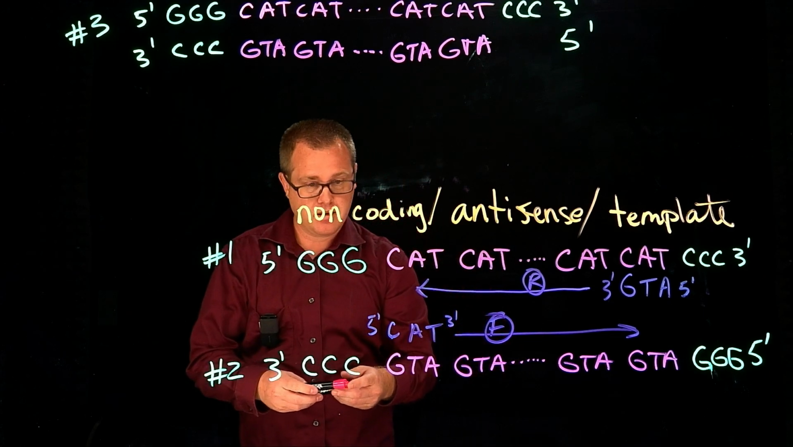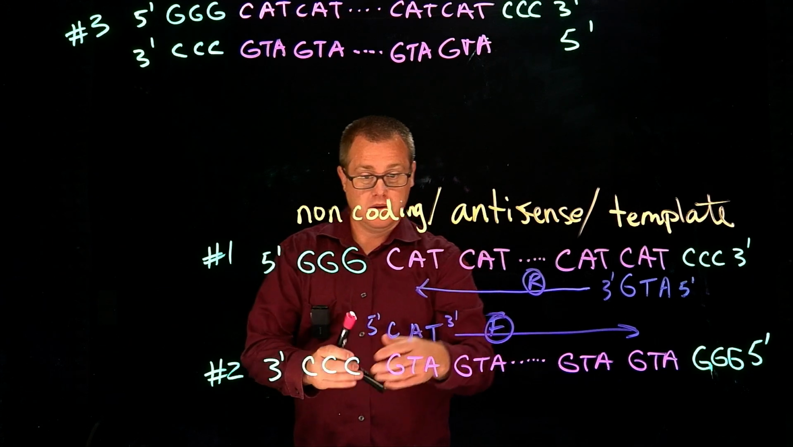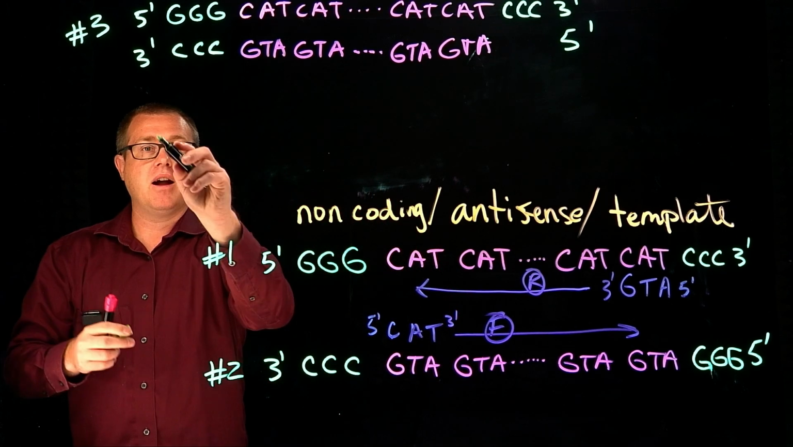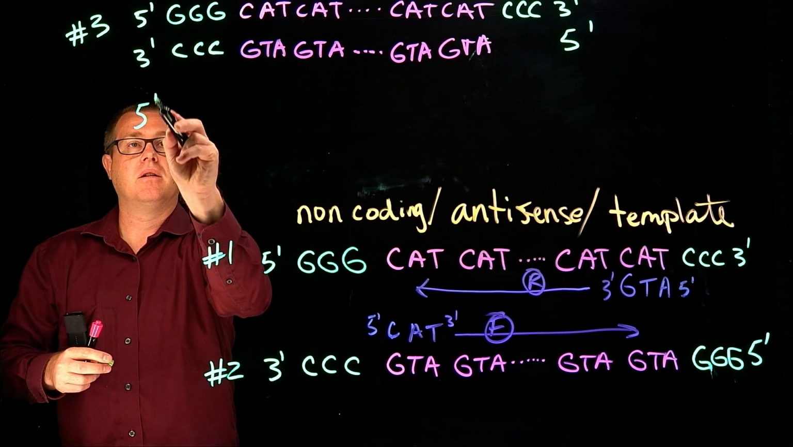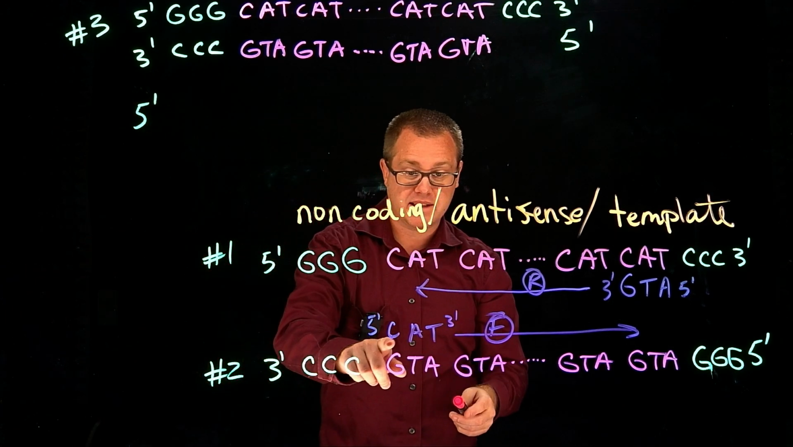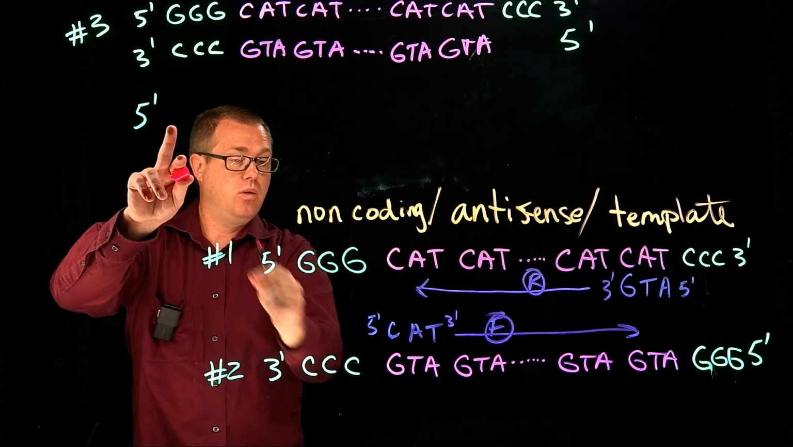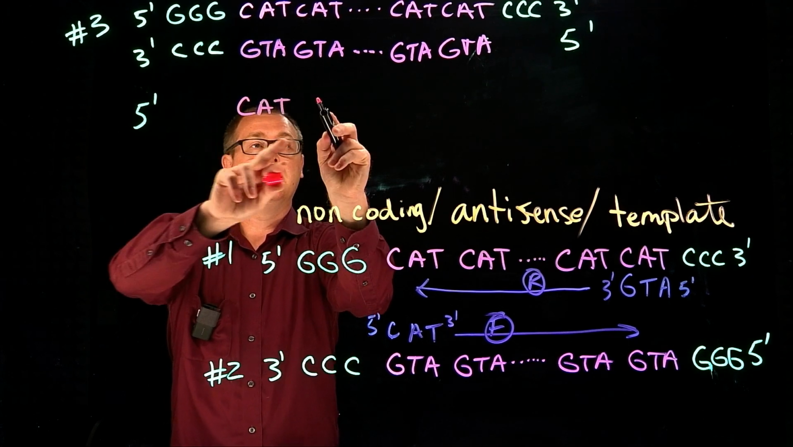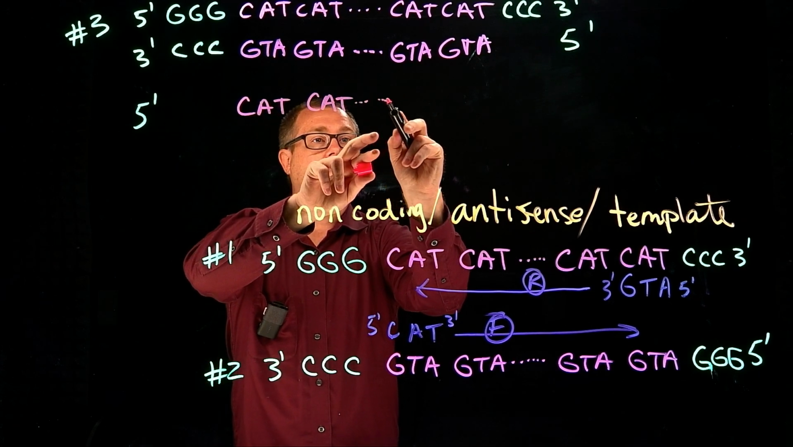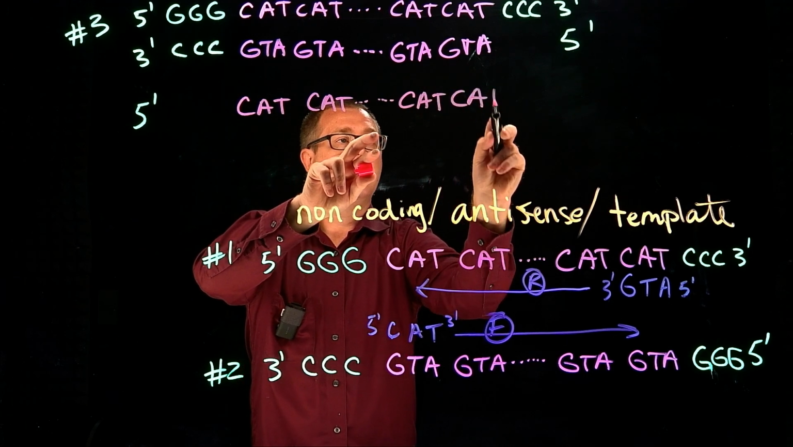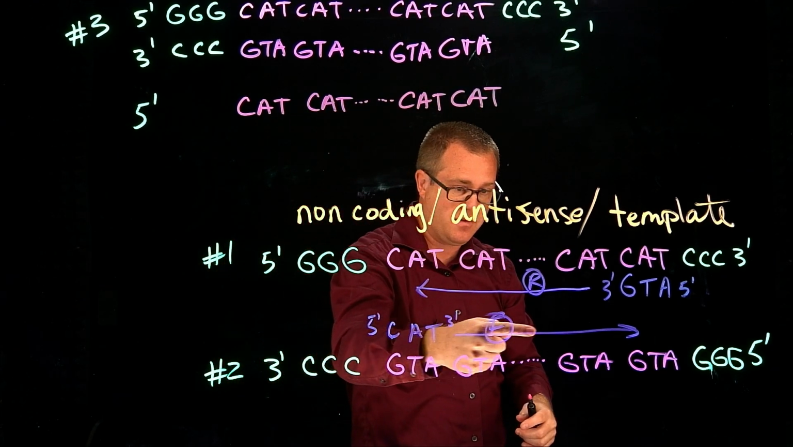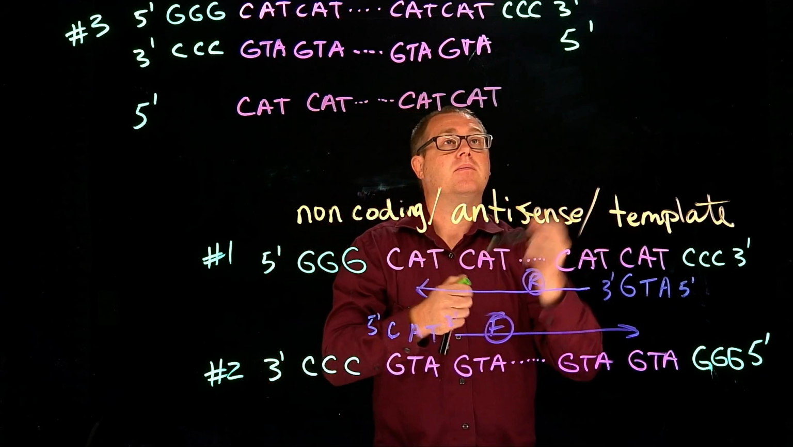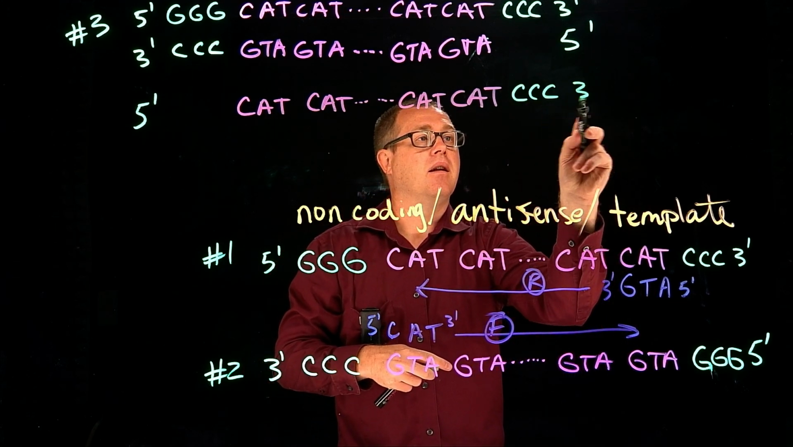And what's going to happen here? The primer started right here. So on the 5' end, what do we have? We have CAT. So we don't have anything in green, so we just have CAT, CAT, dot CAT. But as it's synthesized in the forward direction, it's going to copy all of the green stuff. So that would have to be CCC 3'.